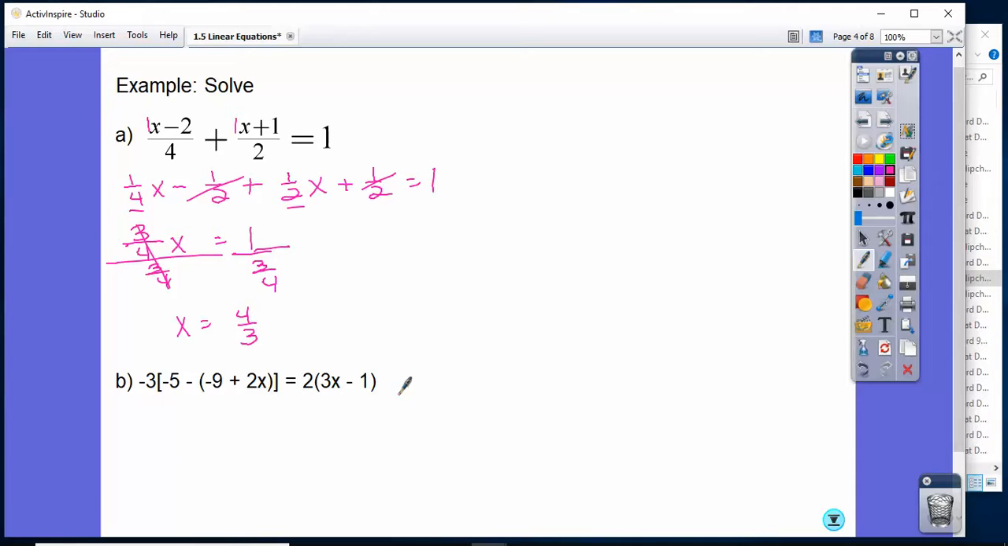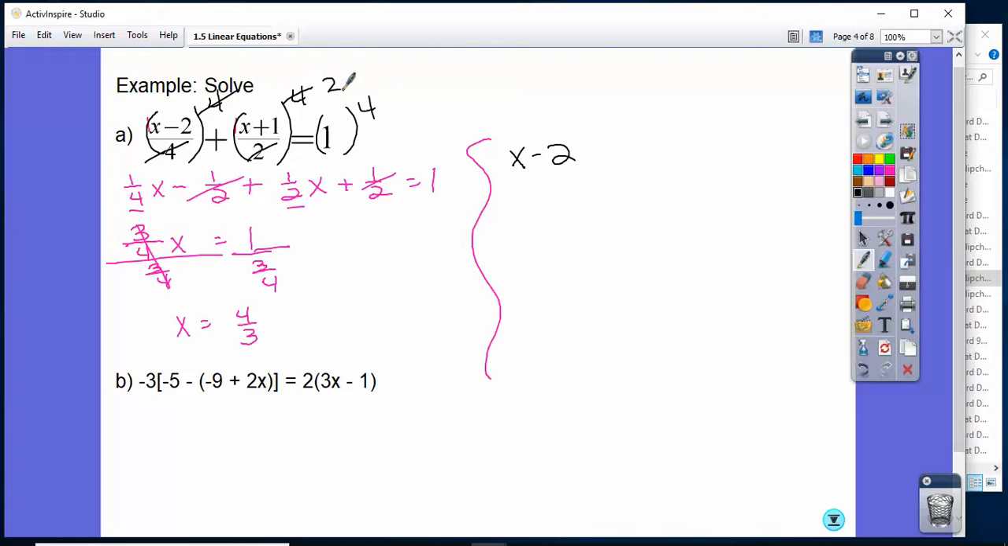And you get 4 over 3. Second way, if you want to cancel out both a 4 and a 2, what do you have to multiply by? 4. So take every piece times 4. So in the first one, those cancel and we get x minus 2. 4 divided by 2 is 2, so we have to take 2 times the x plus 1. And 4 times 1 is 4.